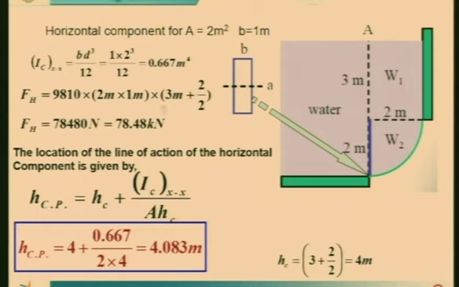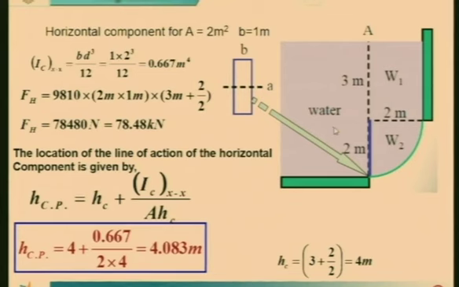As far as the moment of inertia is concerned, again depth cube will be there. So B d cube by 12, you can see 2 cube divided by 12, that will be 0.667, and calculate the center of pressure by the same formula. Theta is no doubt 90, HC is 4, IC is 0.667 divided by the area of the curved surface, which is 2 into 1, you remember, into 4, and we calculate the center of pressure as 4.083.